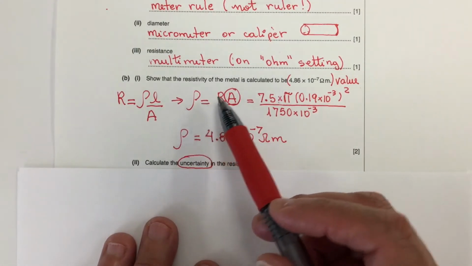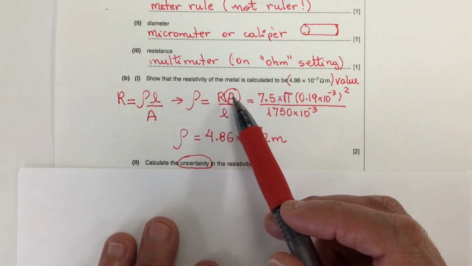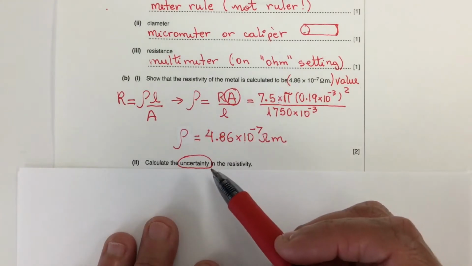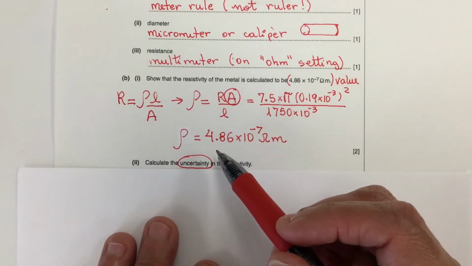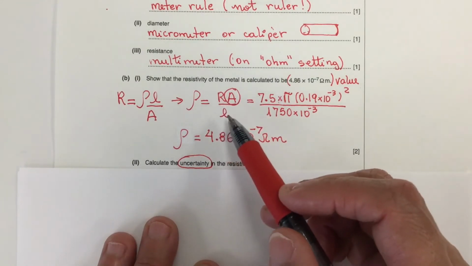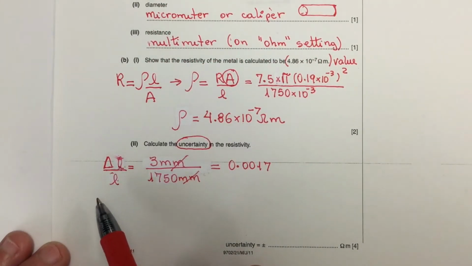The resistivity is a function of the resistance, the cross-sectional area, and the length. So we need to find the fractional uncertainty of every single component of this formula. Let's start with the fractional uncertainty of length.